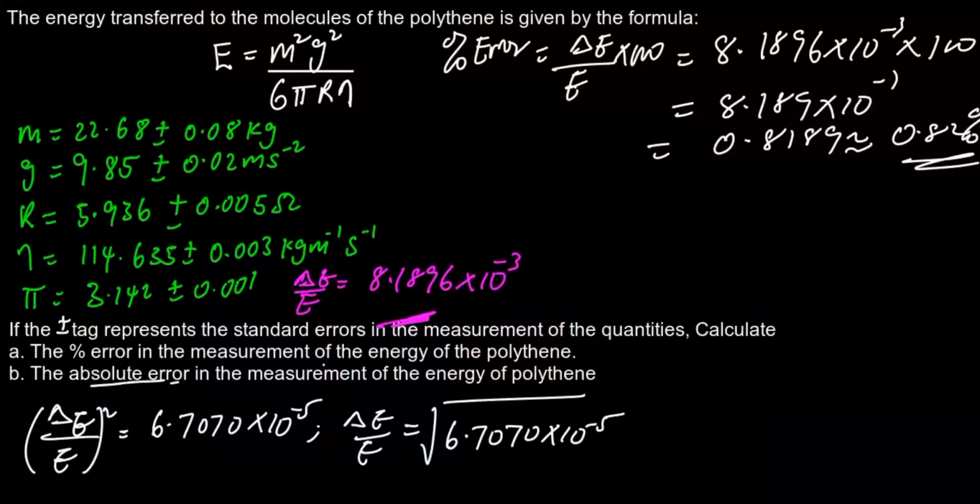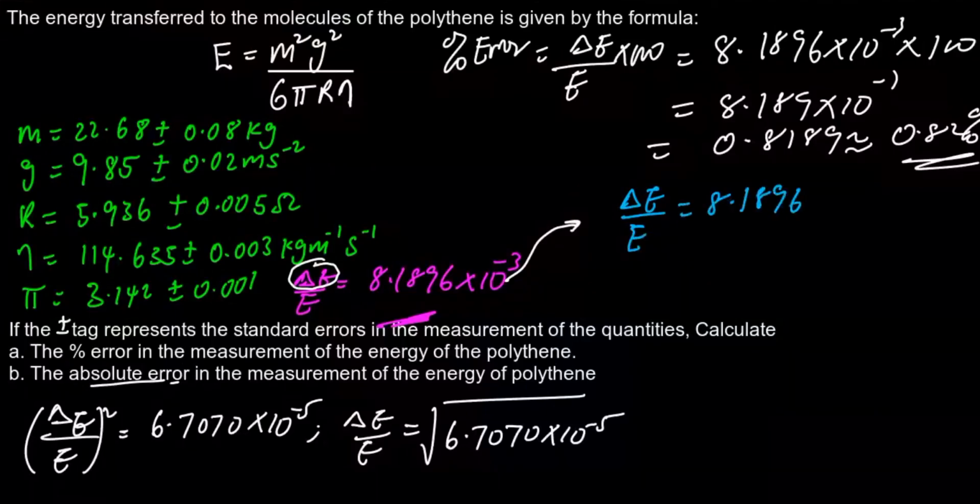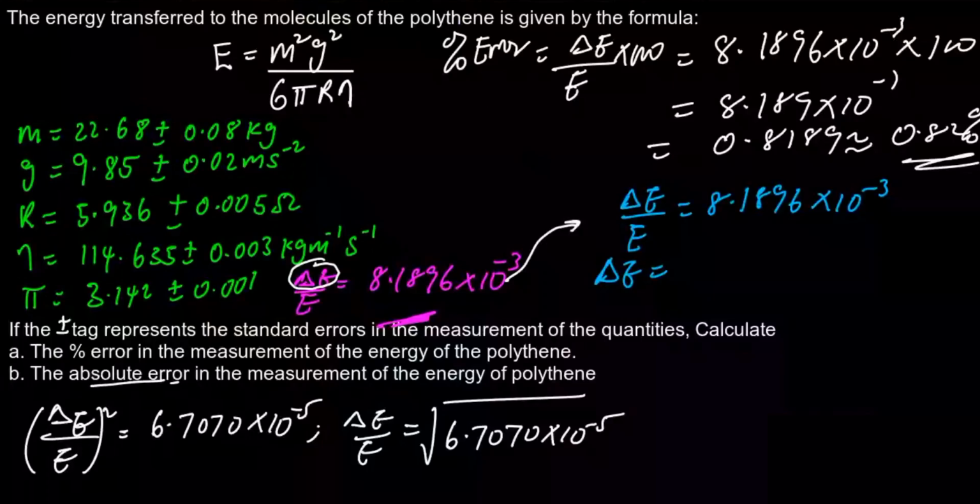So the last thing is to find the absolute error. To find the absolute error, don't forget, we are asked to find this delta E. We call this formula that delta E over E equal 8.1896 times 10 raised to power minus 3. So remember that to find delta E, you cross multiply. So I have delta E to be equal to E times this. And what is my E? I've not calculated E. So you have to go and calculate E first. So calculate your E from here.